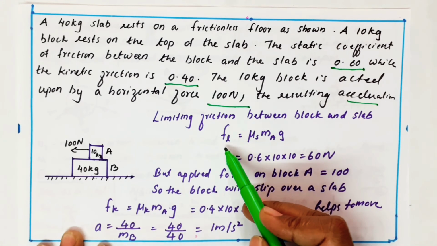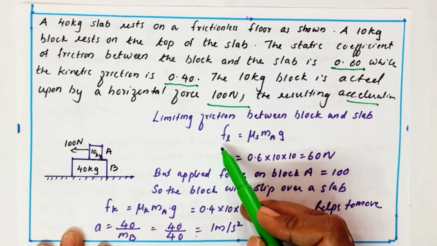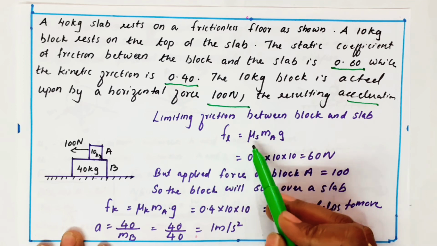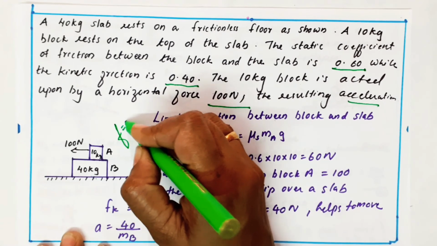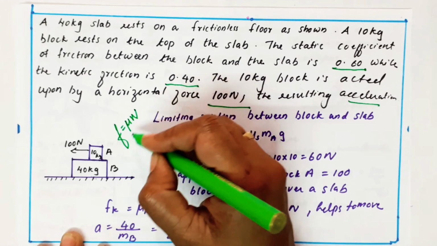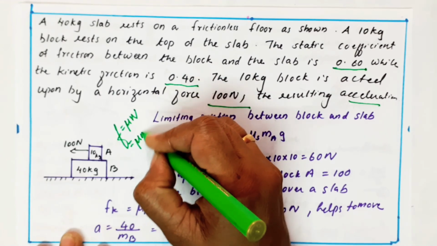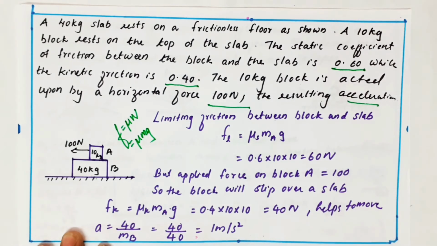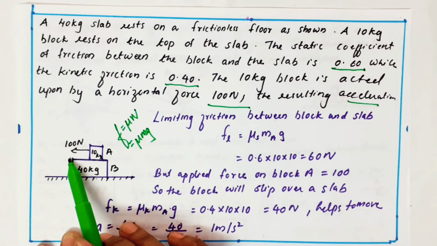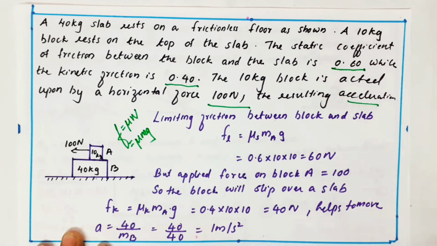I am finding the maximum friction. The maximum static friction is called the limiting friction, that is mu s mg, because the other day I gave you the equation F is equal to mu N, that is nothing but mu into mg. So mu into m into g gives 60 Newton. But here the applied force is 100. Now I understand my applied force is greater than the frictional force, so definitely the body moves. So the block will slip over the slab.